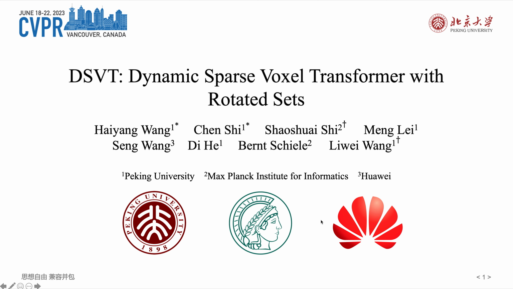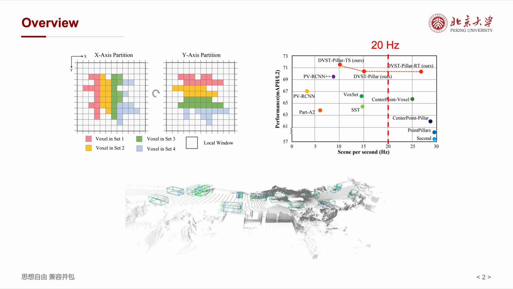Here I will talk about our paper at CVPR 2023, DSVT: Dynamic Sparse Voxel Transformer with Rotated Sets. In this paper, our DSVT is a transformer architecture designed for sparse data, such as 3D point clouds or 3D voxels. It's a single-stride window-based voxel transformer for outdoor 3D perception, especially for autonomous driving with a large-scale perception range.